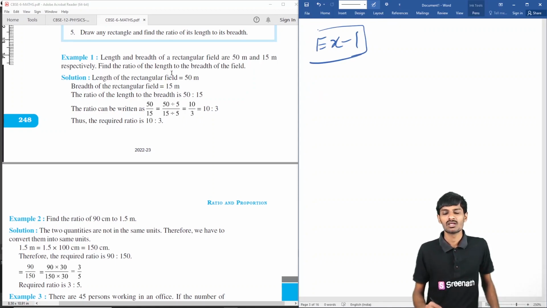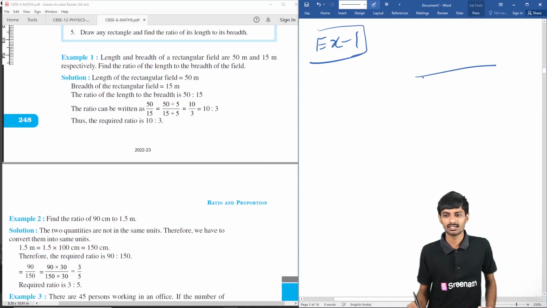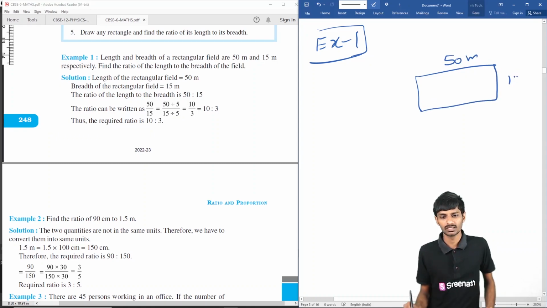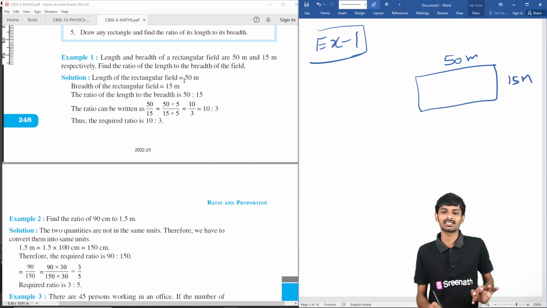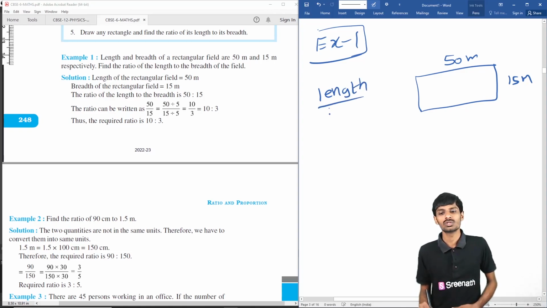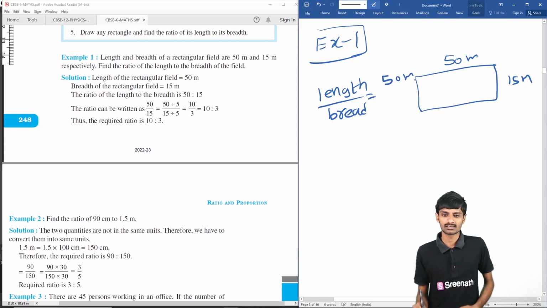Example 1 is there. The length and breadth of a rectangular field are 50 meters and 15 meters. Find the ratio of the length to the breadth of the field. We have to find the ratio of length to breadth. Simply, what is the length? 50 meters. And what is the breadth? 15 meters. Simply dividing it, no. So the ratio is 50 by 15.